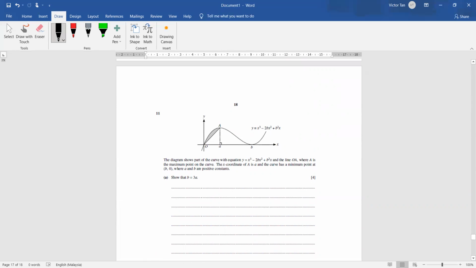The diagram shows part of a curve with equation y equals x cubed minus 2bx squared plus b squared x, and the line OA, where A is the maximum point on the curve. The x coordinate of A is a, and the curve has a minimum point at (b, 0). Where a and b are positive, show that b equals 3a.